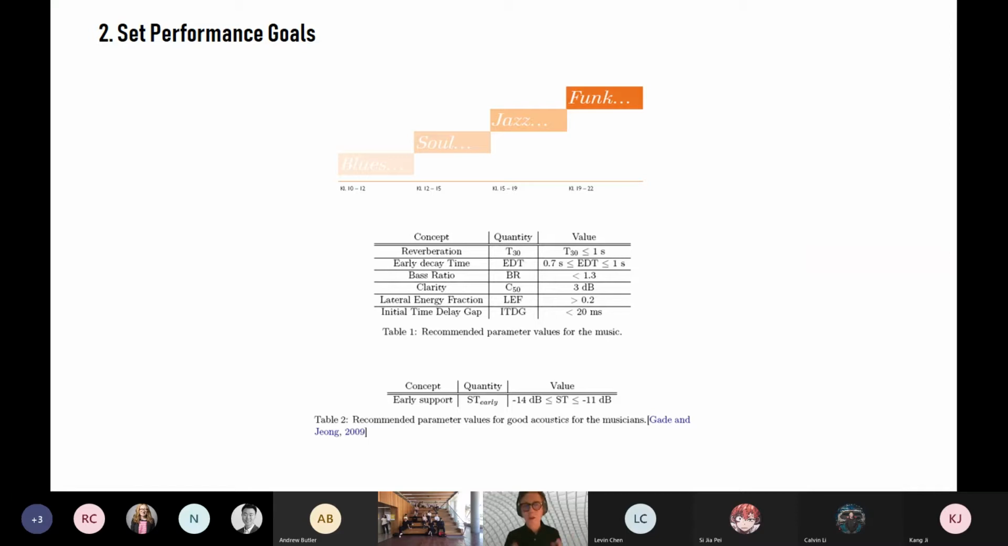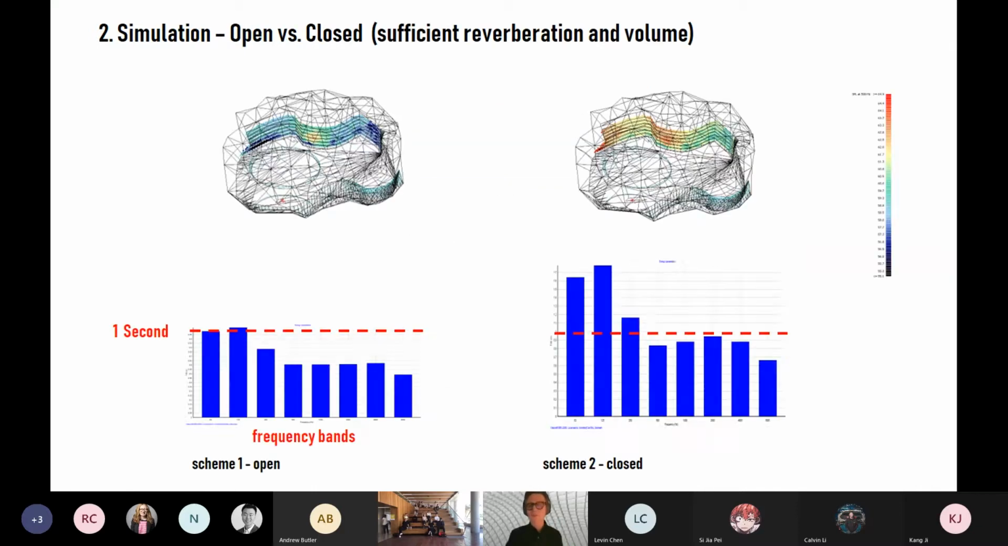What are your performance goals? So if you can do simulation, what do those simulations mean in terms of actually meeting or not meeting some sort of criteria? And then you get around to actually doing these simulations. This was one of the first simulations we did to determine whether we wanted to actually have this as an enclosed space or not.